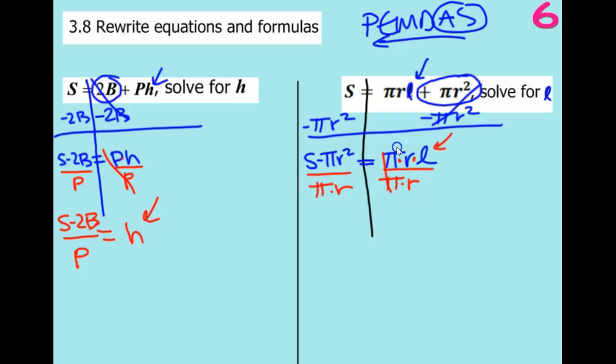If you wanted to do them separately, you can, but those just cancel out. Pi over pi is just 1. And just write it like it is. S minus pi r squared over pi r. We can't cancel these out because this is r squared, this is not, and there's a subtraction here. You can only cancel if it's only multiplication and division. So this is really our answer.